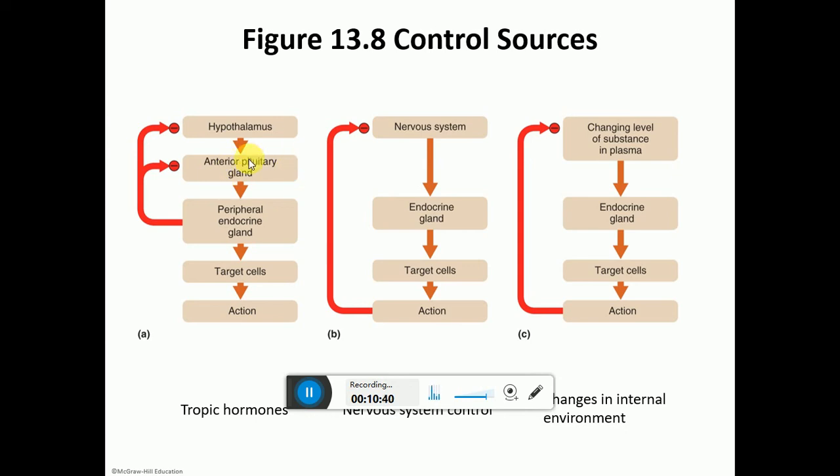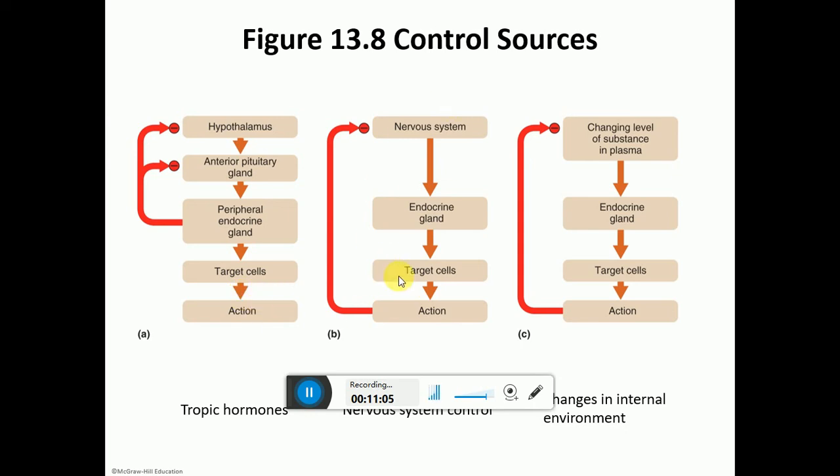It is going to reach the anterior pituitary, and the anterior pituitary gland is going to release TSH, which is thyroid stimulating hormone. Now TSH through the bloodstream is going to reach the thyroid gland. The thyroid gland releases thyroxine. Thyroxine reaches your target cell, say your liver cell, and then it'll lead to its action.